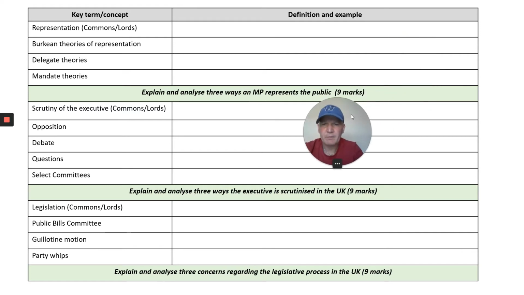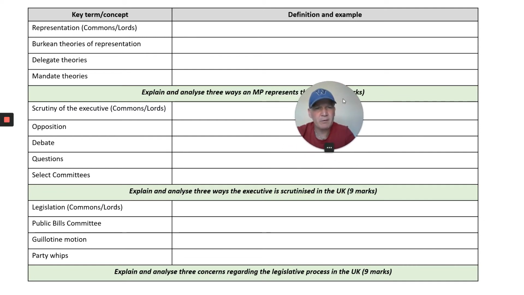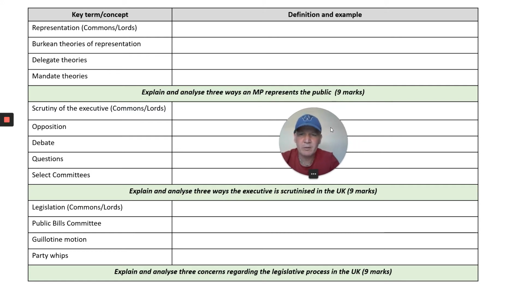Then we have the area of scrutiny and the importance of these particular terms, how the executive is scrutinised in both the Commons and the Lords, the role of the opposition, now with Keir Starmer as leader of the opposition, but also those 3 areas of debate, questions and select committees, and being aware of those and how they've changed.